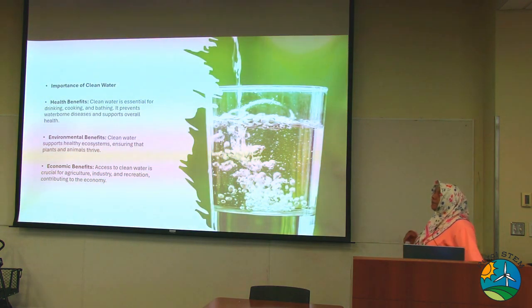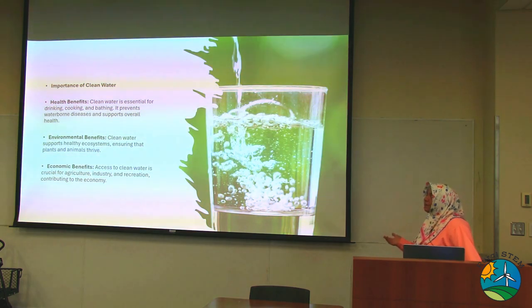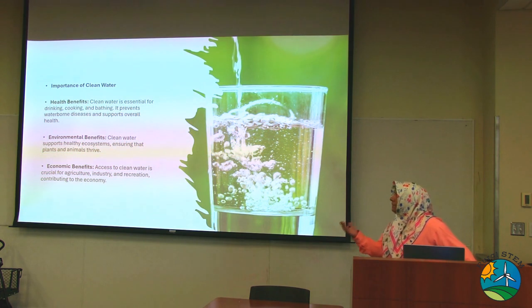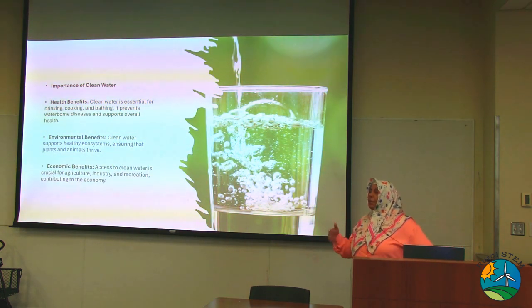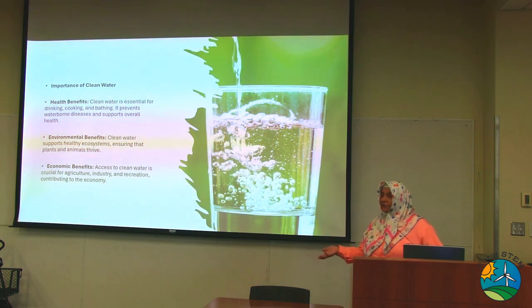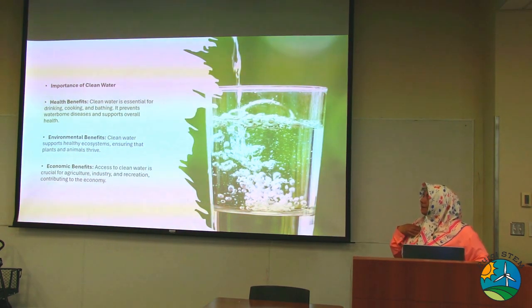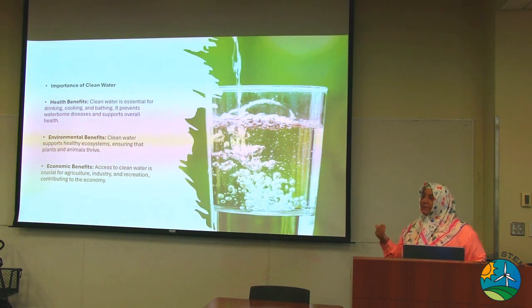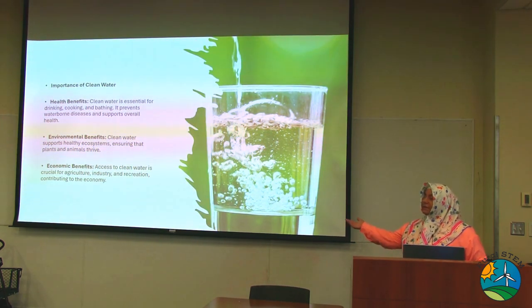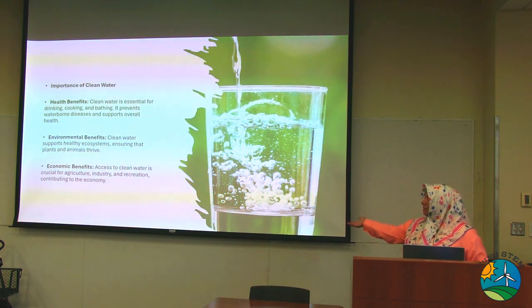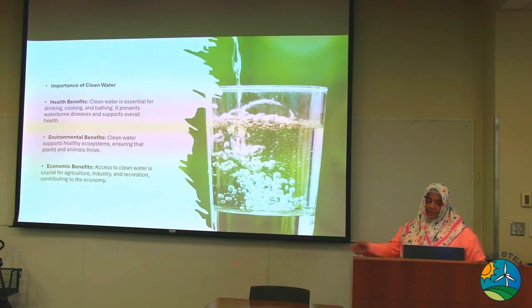It is very important to clean water, because if the water is clean, it will benefit our health. For health benefits, clean water is essential for drinking, cooking, and all other things we do in our daily routine. It is also very important for environmental benefits, for the ecosystem, for plants, not only aquatic organisms. And for economic benefits, it will affect industry and the economy, by the way.